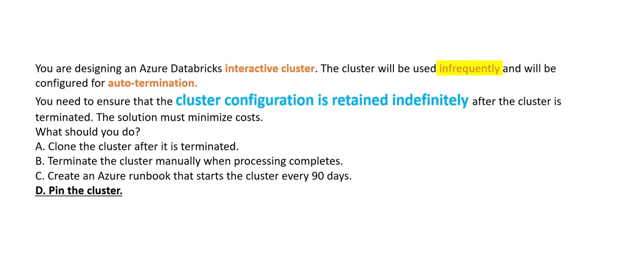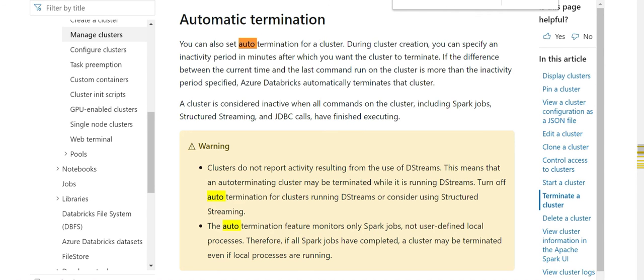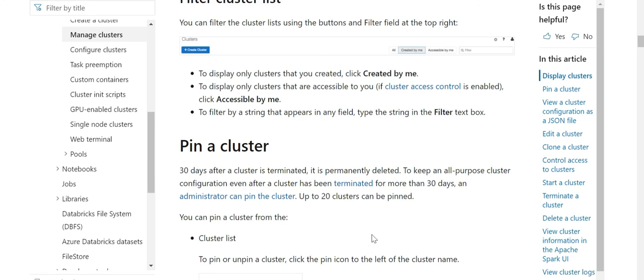Before that, quickly look at auto termination. What is auto termination? When you create a cluster, you can set the auto termination parameter so that the cluster will automatically terminate at a particular time, and you will save your cost. If there is an inactivity period in minutes, you can set those minutes, and the cluster will terminate automatically.